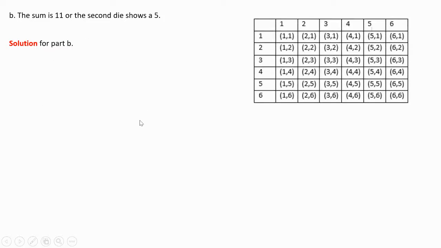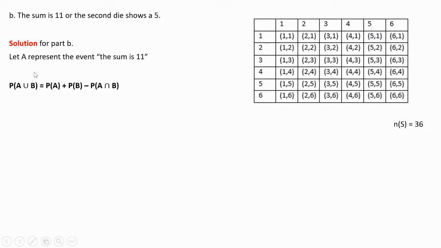The sum is 11, or the second die shows a 5. Okay, so for part B, the sum is 11. Again, the sample space is 36. So we're going to let A be the sum is 11. Right, so the sum is 11, so it's only going to be 2. And for B, the second die shows a 5.